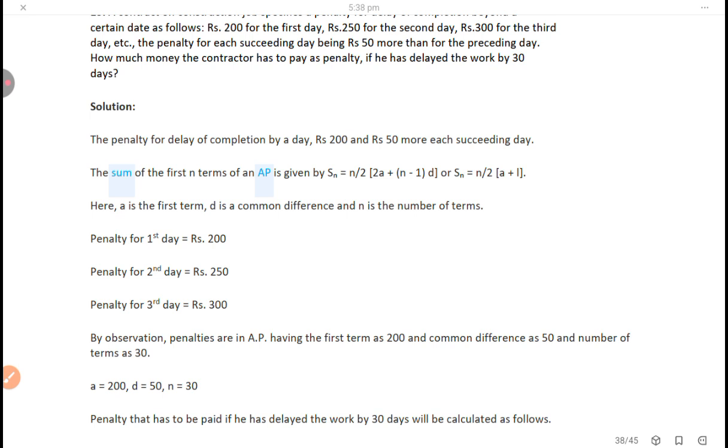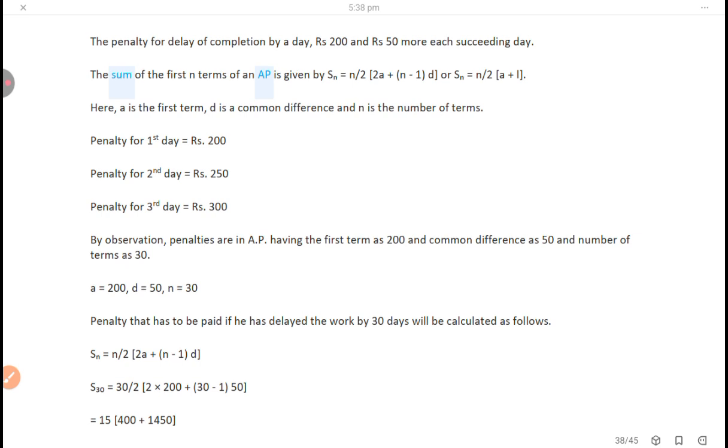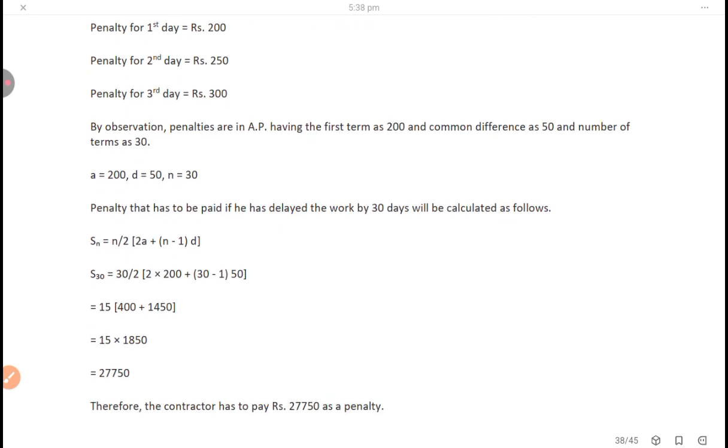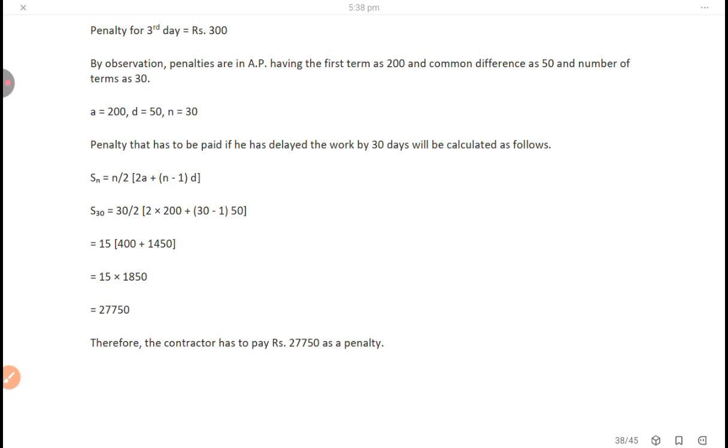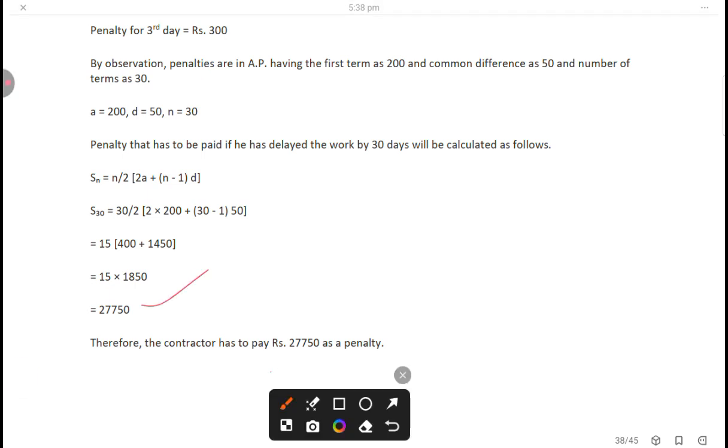Penalty for the first day is 200, second day 250, third day 300. By observation, the penalties are in AP, having first term 200, common difference 50, and number of terms 30. So the penalty to be paid if the work is delayed by 30 days is calculated as Sn equal to n by 2 into 2a plus n minus 1 d. So S30 equals 30 by 2 into 2 into 200 plus 30 minus 1 multiplied by 50. Then you will get 27,750 as the penalty.